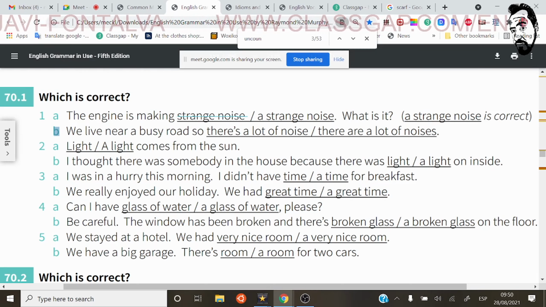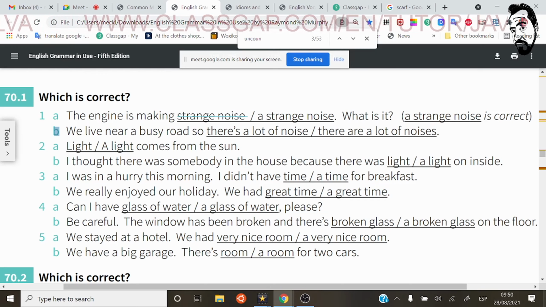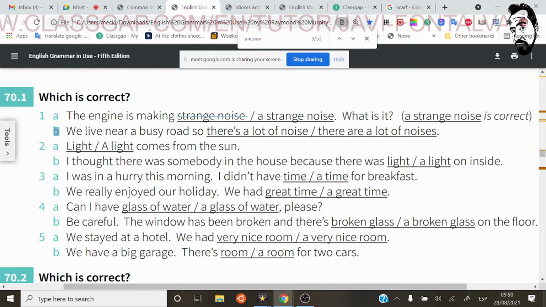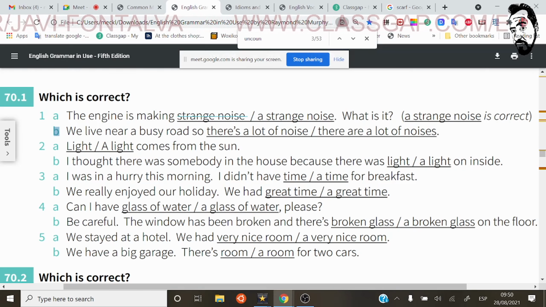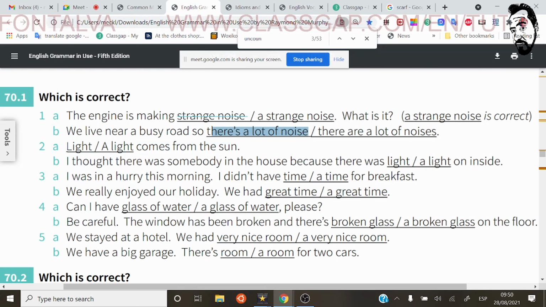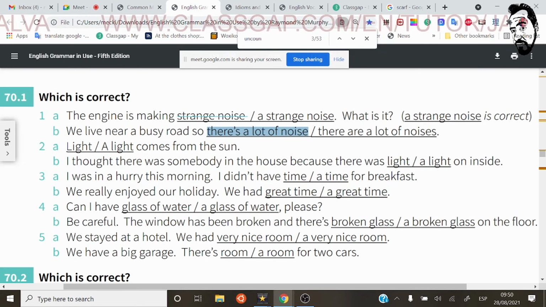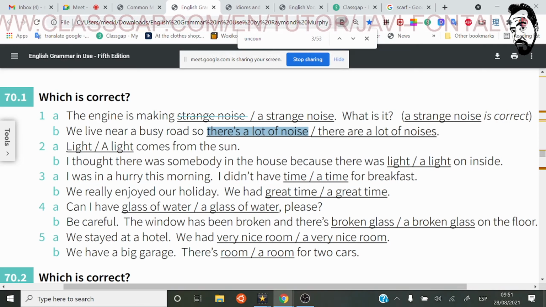We live near a busy road, so there's a lot of noise. Perfect. There's a lot of noise. Here we say noise because we talk in general. Okay, uncountable. Okay. 2A.